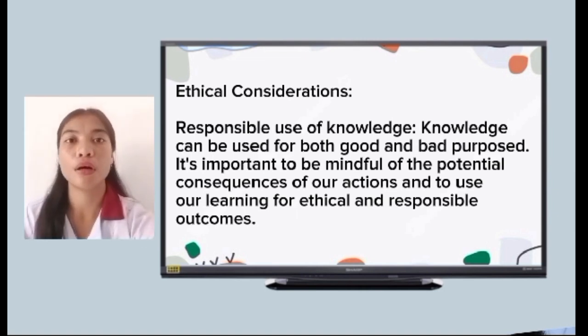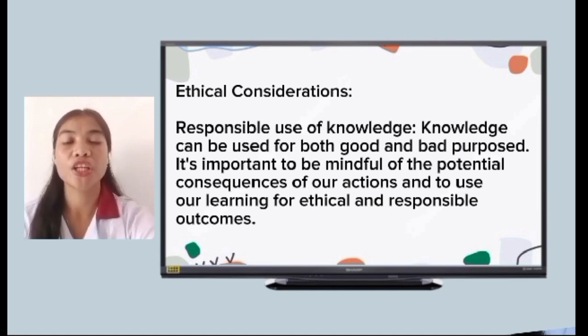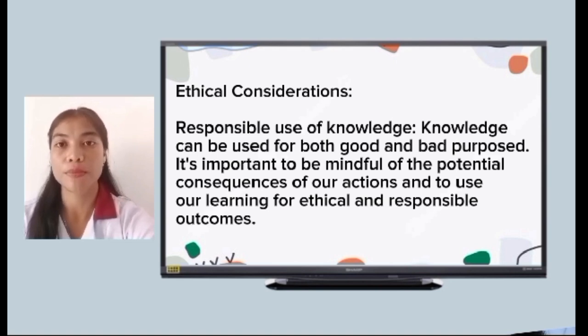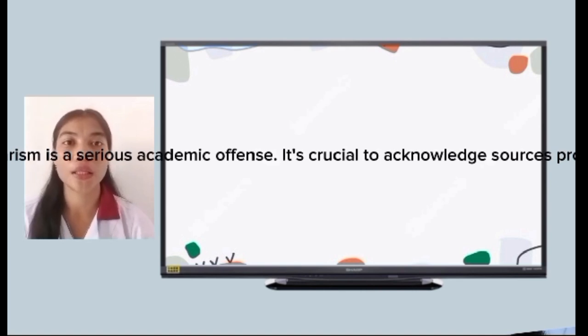Responsible use of knowledge. Knowledge can be used for both good and bad purposes. It's important to be mindful of the potential consequences of our actions and to use our learning for ethical and responsible outcomes. Respect for intellectual property.